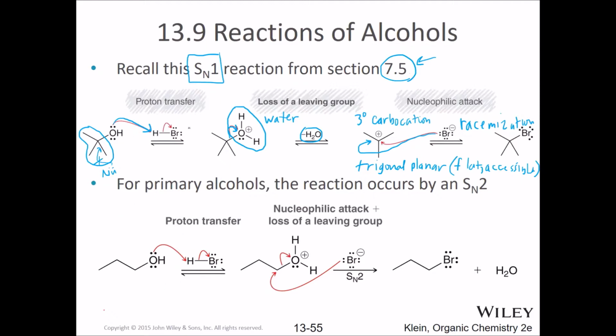That's for tertiary alcohols. Okay? For primary alcohols, the reaction occurs via SN2. And Klein says also for primary and secondary, it's going to happen SN2. Okay? So here's a primary, because this carbon only has one carbon-carbon bond on it, right? Only has one alkyl group on it.